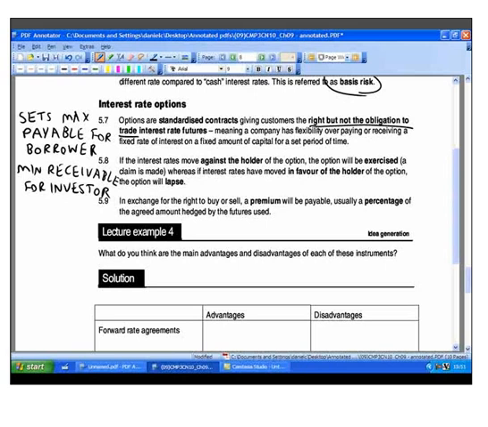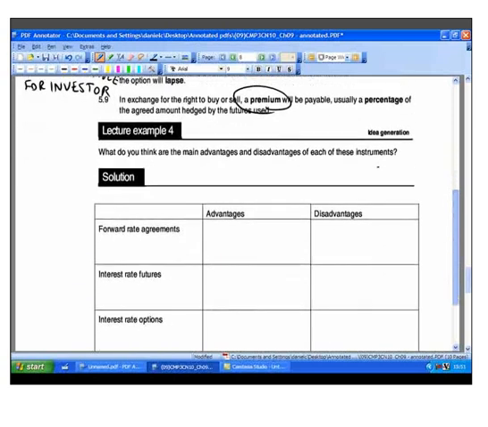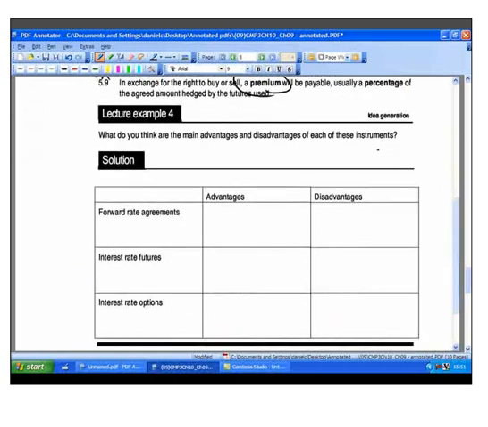Now, lecture example 4 focuses on an area that's very examinable, main advantages and disadvantages of each of the instruments we've looked at. Based on what we've covered so far, have a think about what the pros and cons of using each of these will be, and then press play when you're ready to debrief.